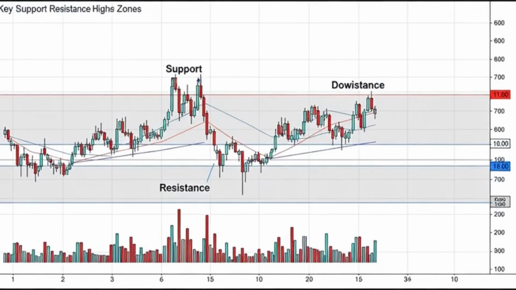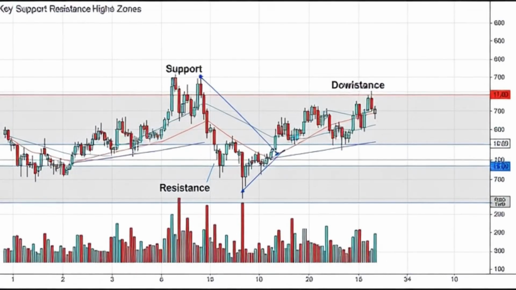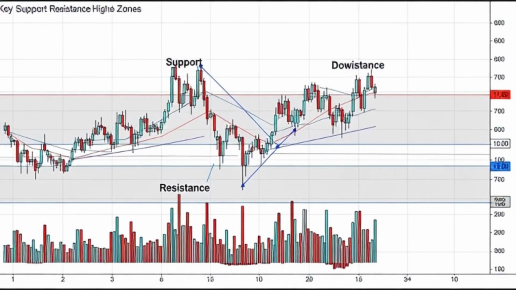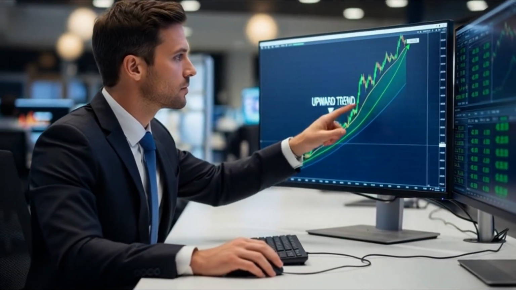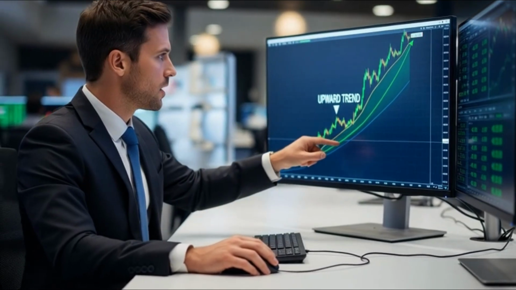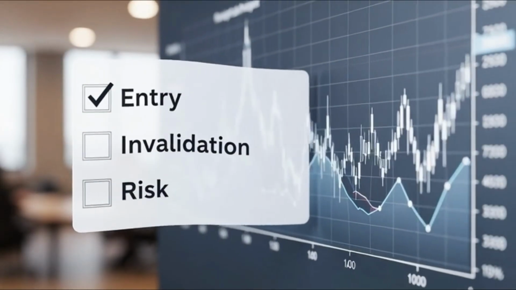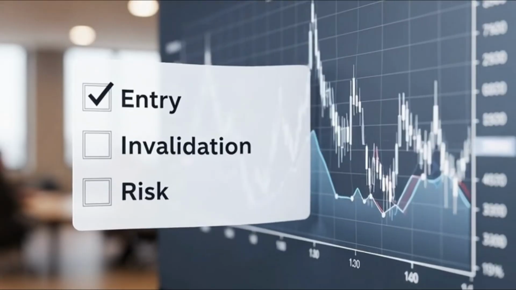Where is support and resistance? Is the stock trending or ranging? What's the overall market sentiment, and where might price go next? Charts help map out both the market's past behavior and its potential future path, leading to better informed decisions.